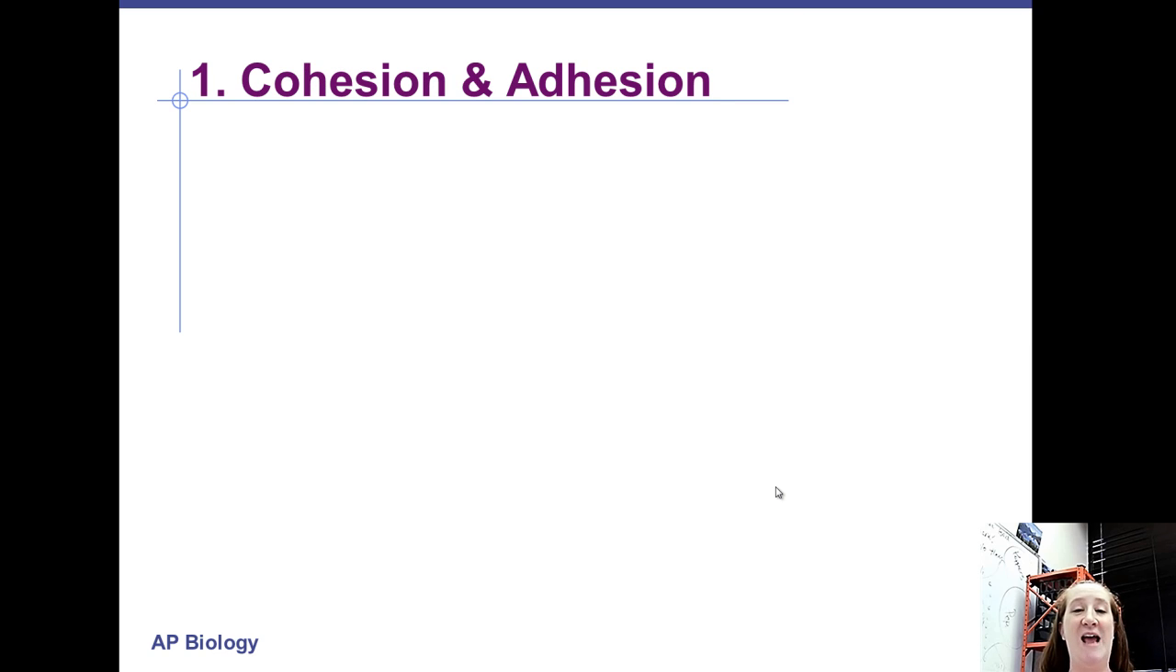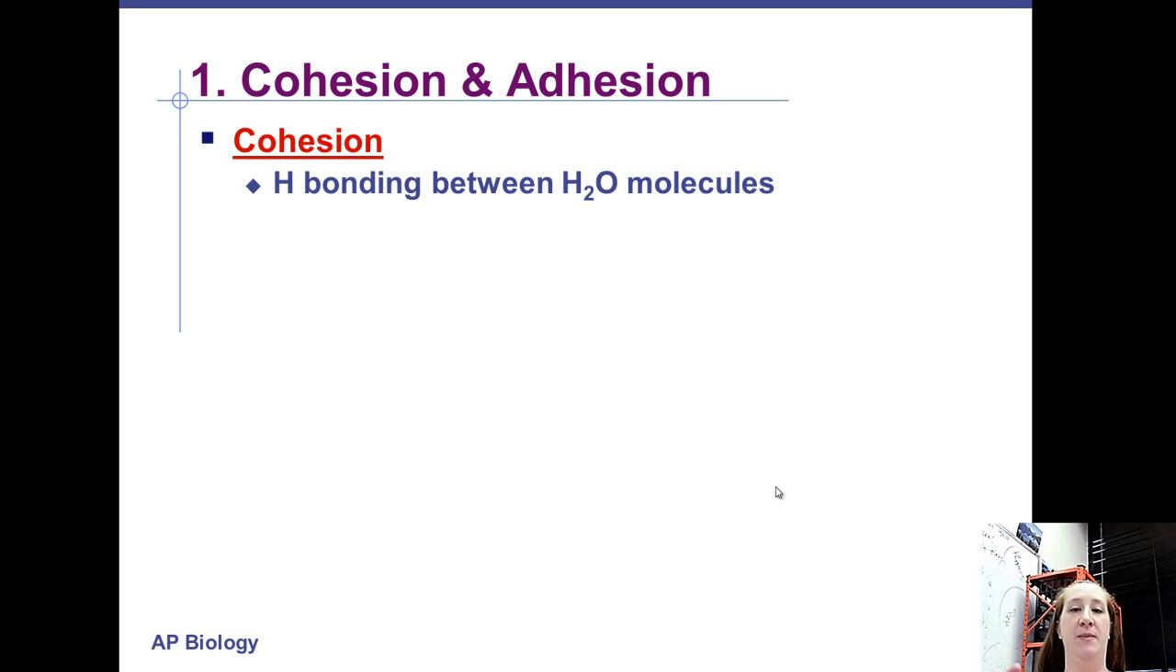So the first one is adhesion and cohesion. Cohesion is water molecules' ability to bond together, so water being attracted to water. This makes water sticky. It means as one water molecule moves, it's going to pull the next one with it, which is going to pull the next one, which is going to pull the next one. It acts almost like a chain.